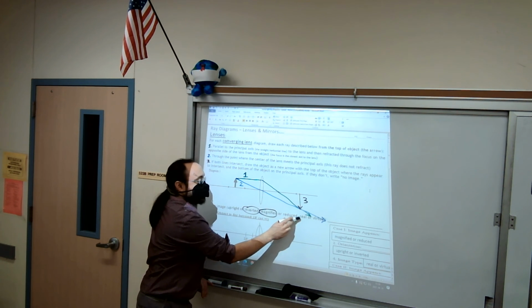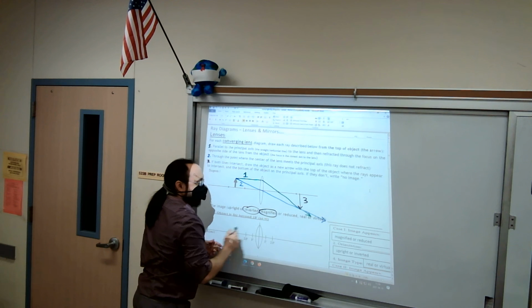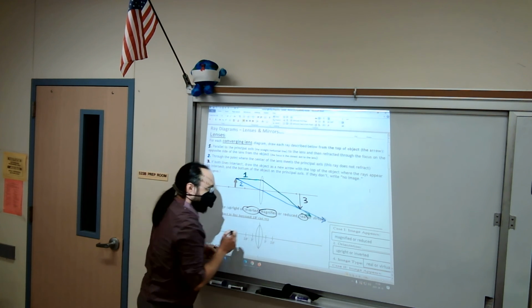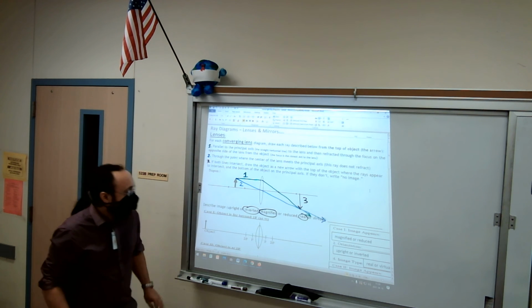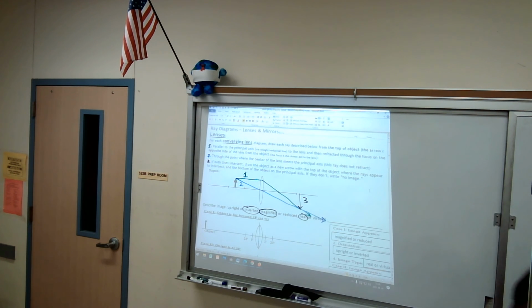And this image is real because these rays actually go there. When we used the dotted lines before, those are going to be virtual, and we'll see that when we get to the new kind of lens. And I'll come back and show you all the diverging lens, where hopefully we'll get a virtual image in it.